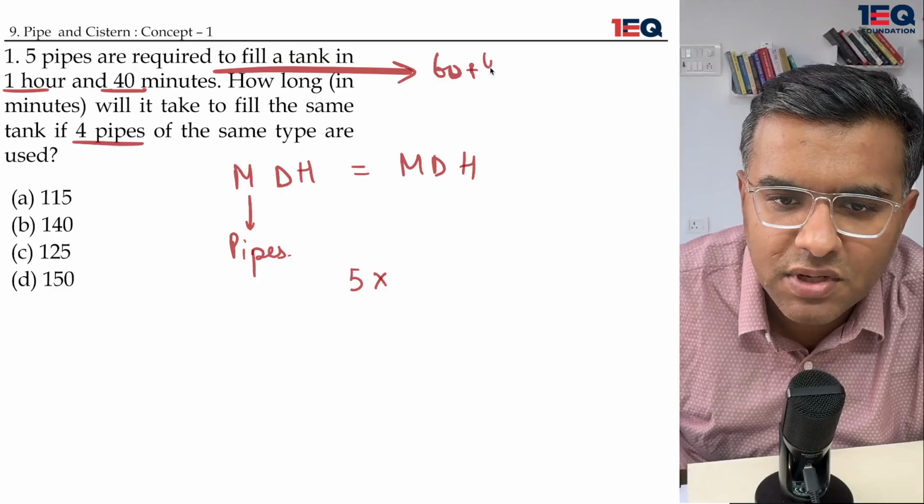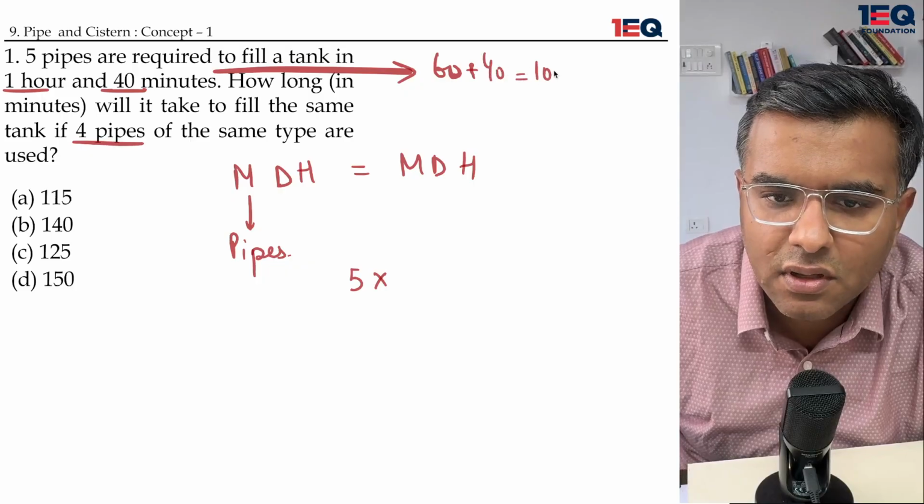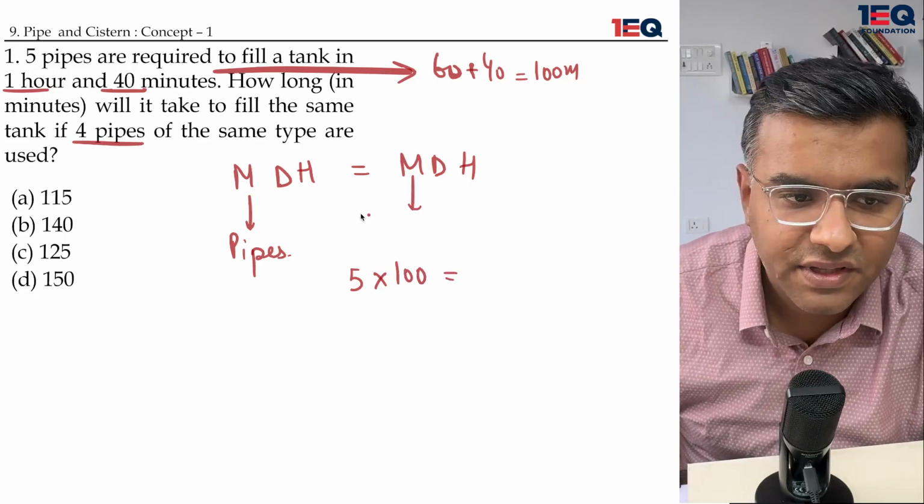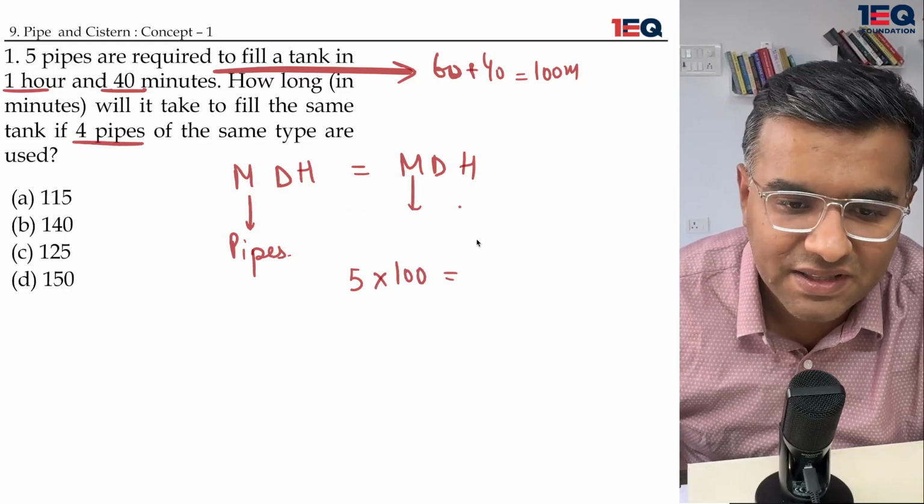60 minutes plus 40 minutes gives me 100 minutes. So 5 into 100 is the work being done. Now on the right hand side, the same tank is being used, so the work being done on both the sides would be the same.